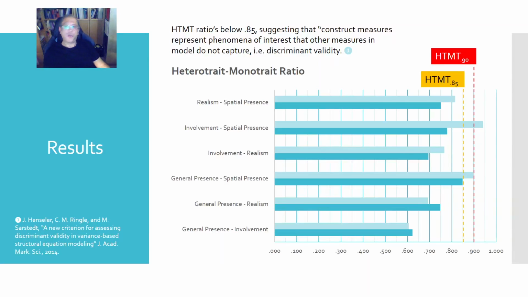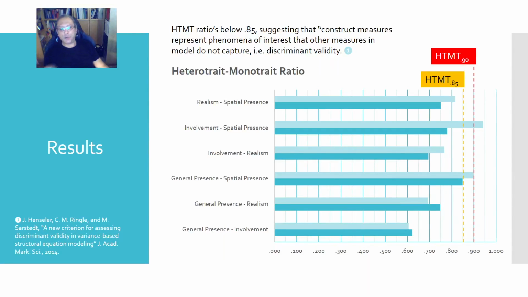There is a more recent indicator of discriminant validity. It should be preferred over the Fornell-Larcker criterion. Actually, this is the heterotrait-monotrait ratio. It should be below 0.85. So the heterotrait-monotrait ratio between involvement and spatial presence was over the acceptable level of 0.90. That is a more liberal threshold, and a conservative one is 0.85. That was not achieved by the 14 item version.